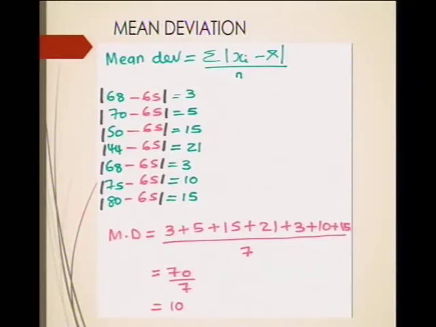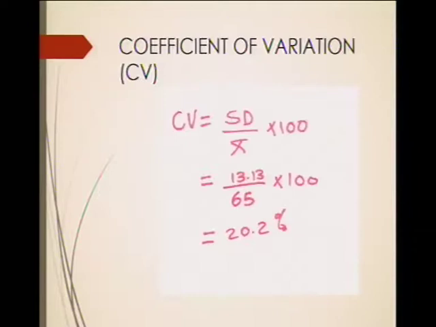Then you just have to add it together and you divide by 7. And that is your mean deviation. And it always carries a lot of marks. And then the coefficient of variation. This is just your standard deviation divided by the mean, and you multiply by 100.